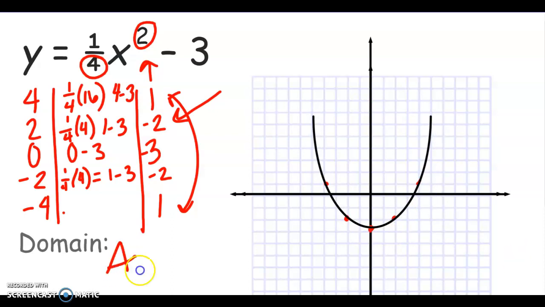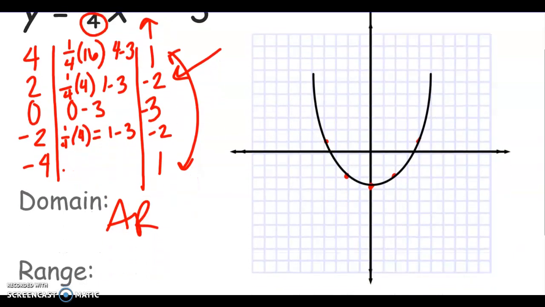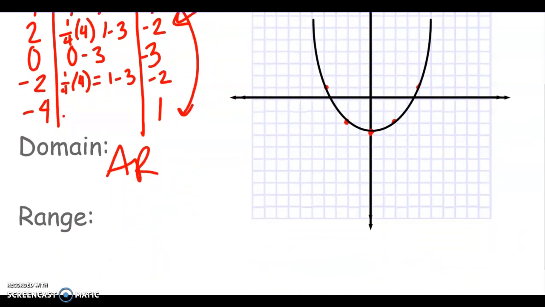Domain is still all reals, or infinite solutions. Moving down to my range, that point where it stops is going to be at -3. So y is everything greater than or equal to -3.